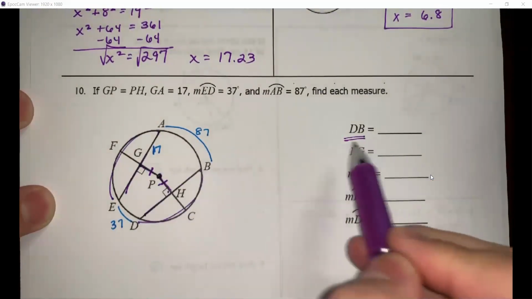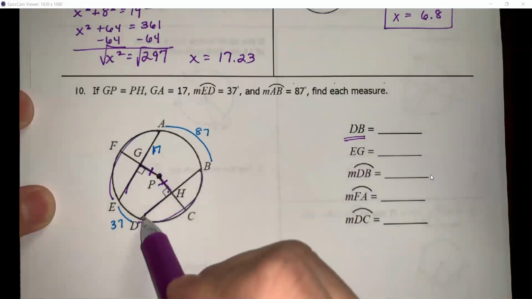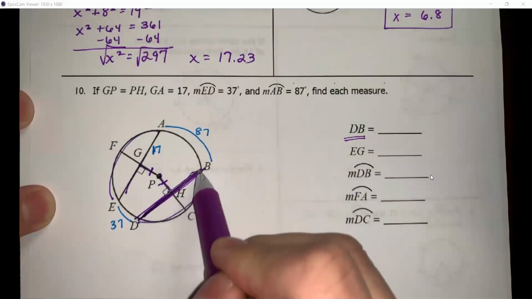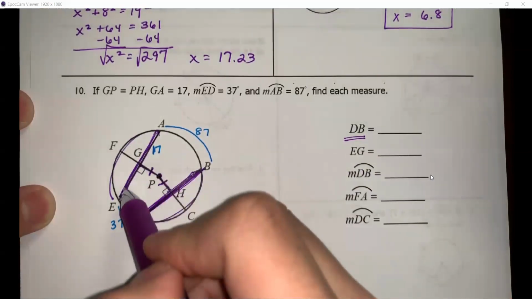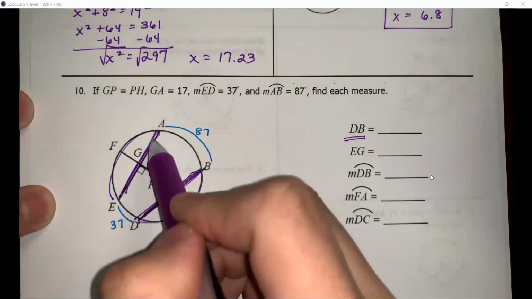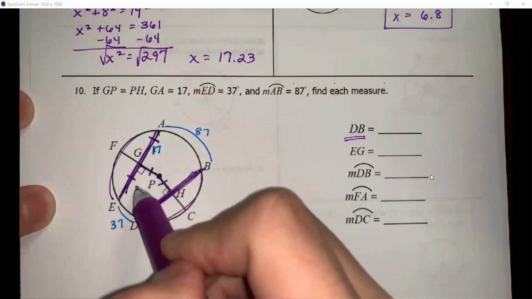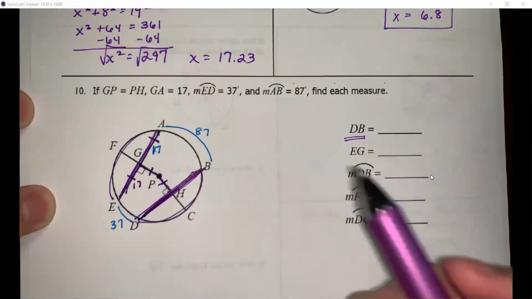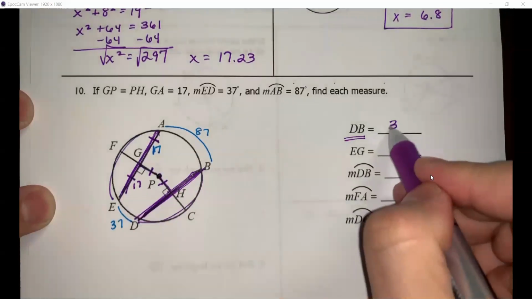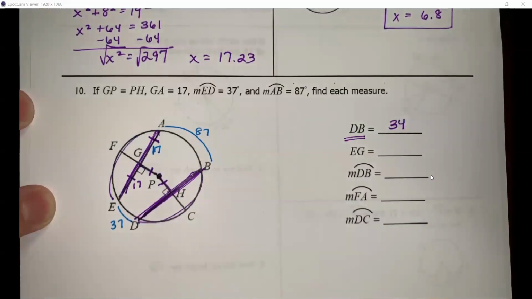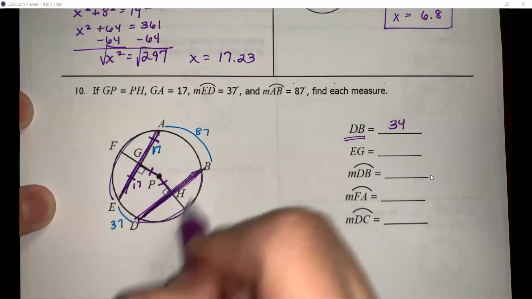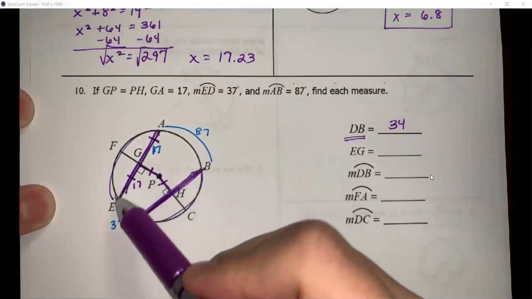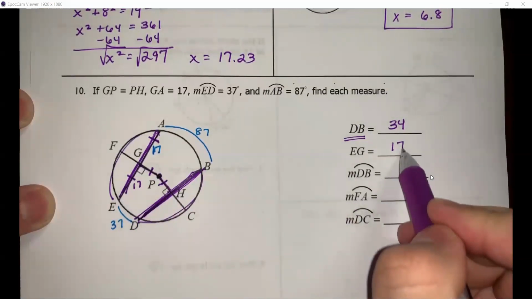The first thing they want you to know is, what is the measure of DB? So what is this entire measure right there? Well, I know that this entire measure is the same as this entire measure. And if I know that this is the perpendicular distance, I know that this side is the same as that side. So if that's 17, then this is 17. And if this entire thing is 2 times 17, 34, then this whole thing is 34. Hopefully I didn't go too fast there, but it's all those properties about chords that you have to remember. The other thing they want you to know is EG. Well, I already found that, 17.